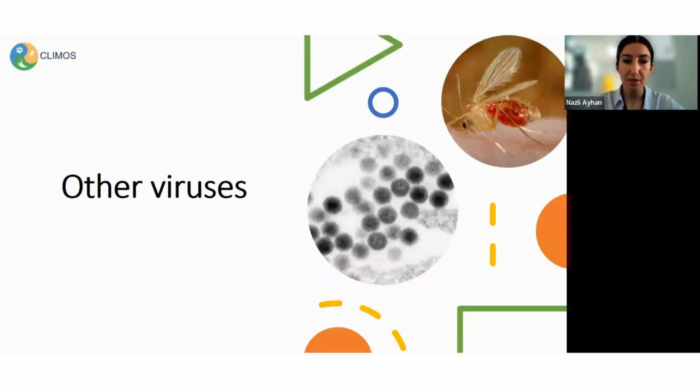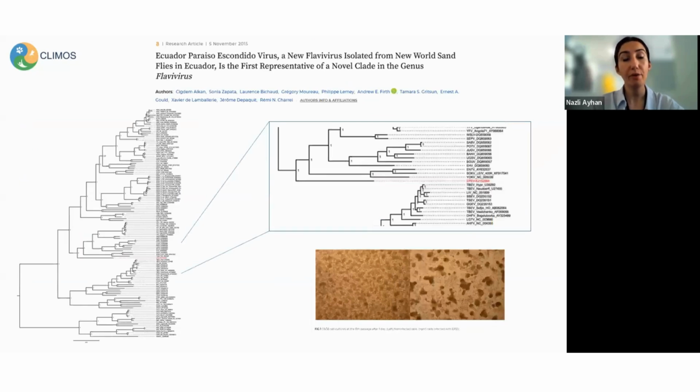Virus discovery is not only limited to these Phleboviruses, but other Phleboviruses have also been detected and isolated from sandflies. I put an example here. A novel clade in the genus Phlebovirus has been identified in sandflies collected from Ecuador. And in the photos, you can see that it causes a cytopathic effect in C6/36 cell lines.